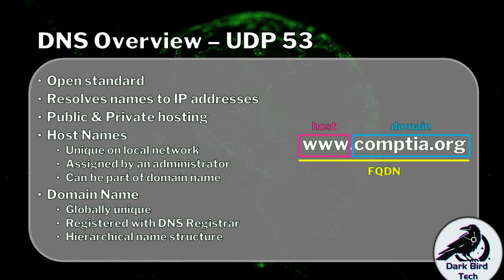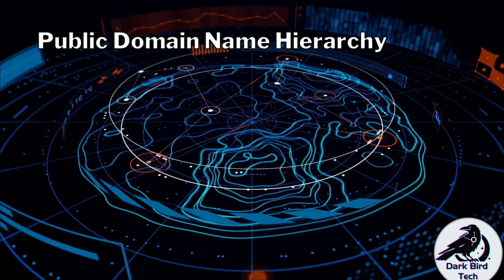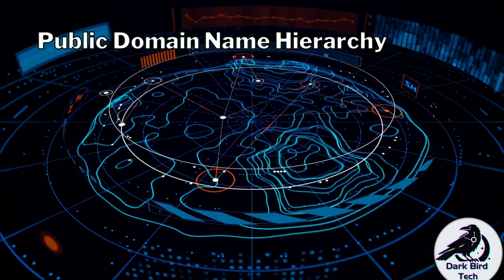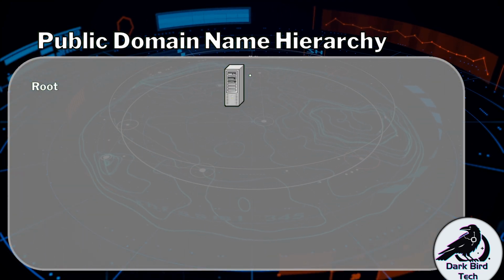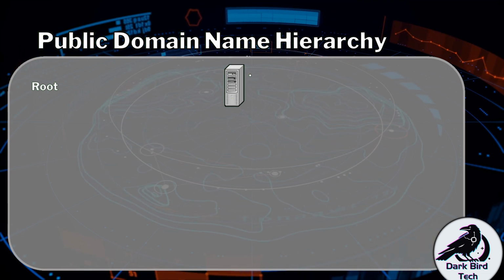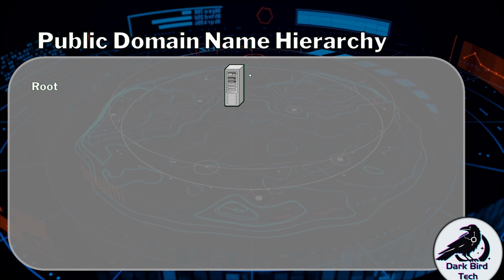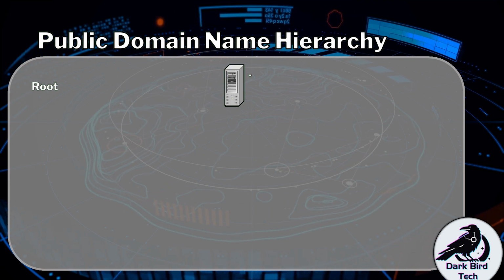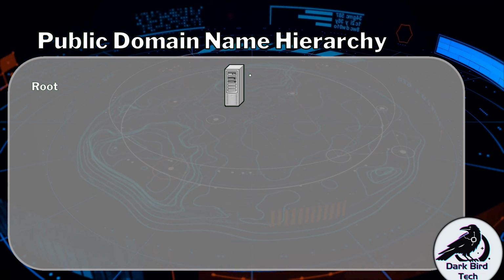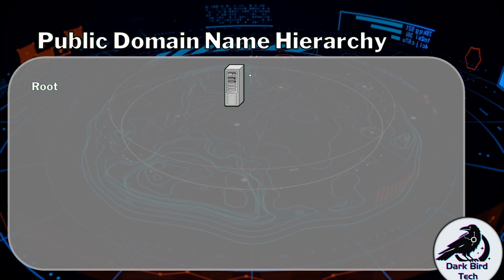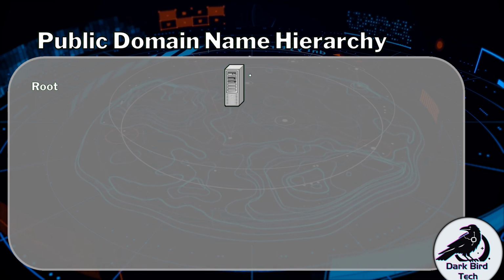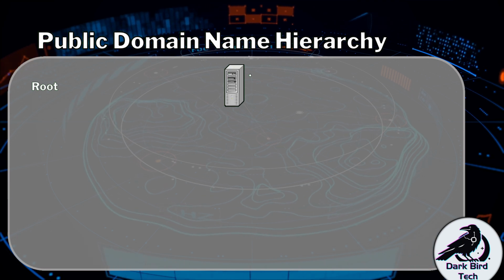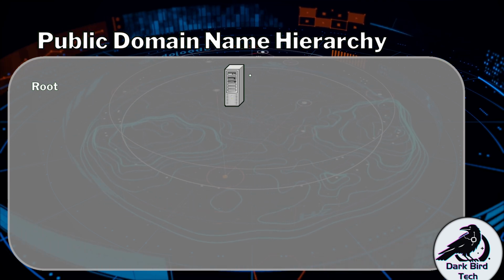Now, let's understand the public domain namespace's hierarchy. First of all, we begin with a root DNS server. That dot that appears between the organization's name and the .com, .org, .net, .whatever, that dot is the root point. And there are a handful of very popular root DNS servers. You've got 1.1.1.1 from Cloudflare, 8.8.8.8 from Google. There's quite a few popular root DNS servers on the internet.